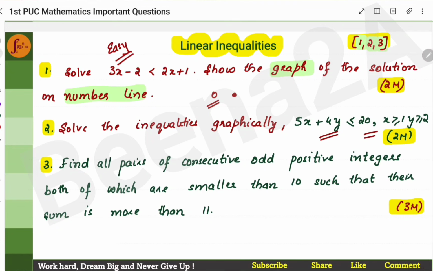Next one is a statement problem, right? You have to find all pairs of consecutive odd positive integers, both of which are smaller than 10, such that their sum is more than 11, right? Again, this is also an easy one. Just have to practice this.